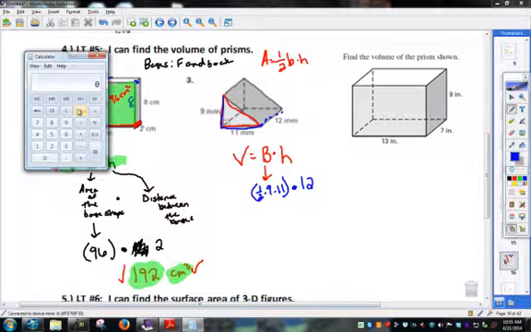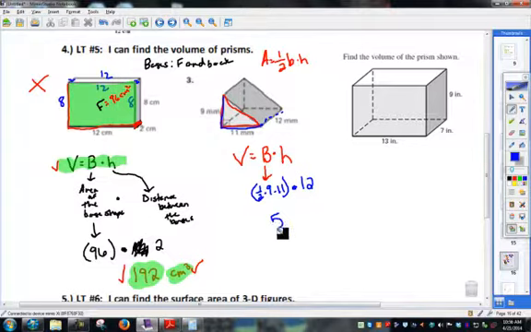Again, I'm going to use 0.5 for 1/2, but it doesn't matter, same difference. Times 9 times 11. That's going to give me 49.5. And then I'm going to multiply it by 12, and that's where I get 594 millimeters cubed.